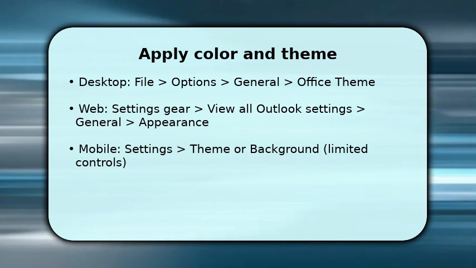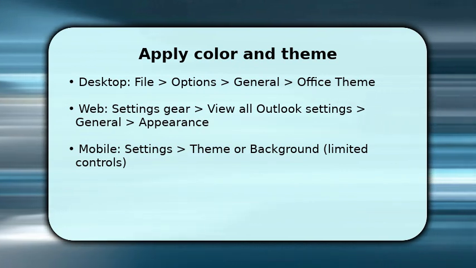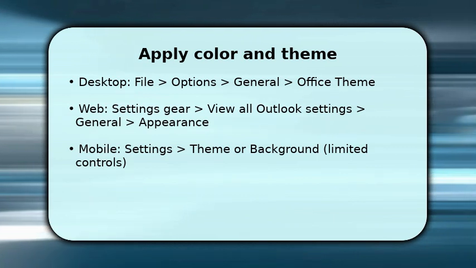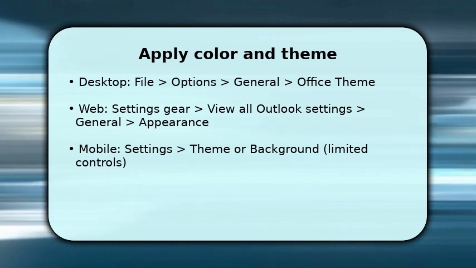On desktop, choose File, Options, then General to set an office theme, pick Custom or use a background image and set accent color to your pink hex. On Outlook Web, open settings, view all Outlook settings, General, Appearance, then upload background or select accent color. On mobile, use settings, theme if available or set a background image.